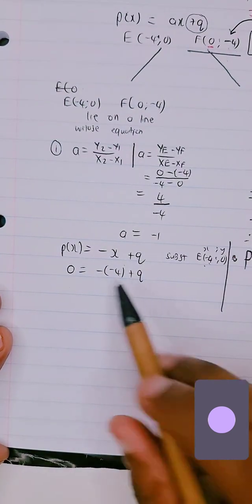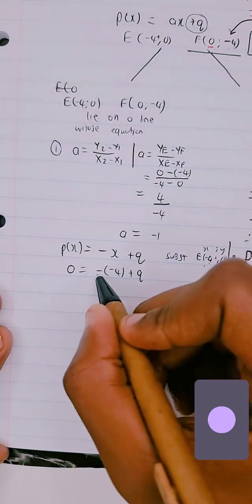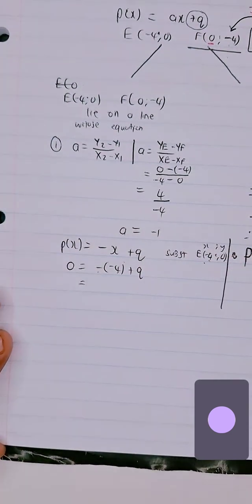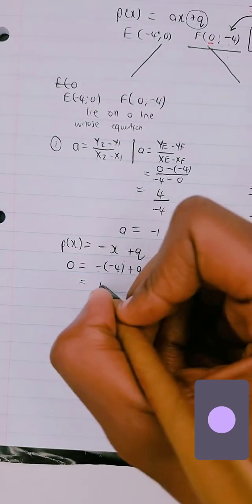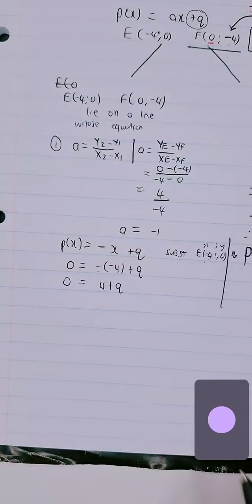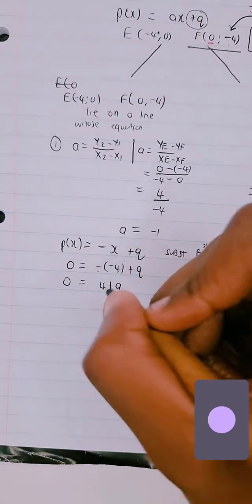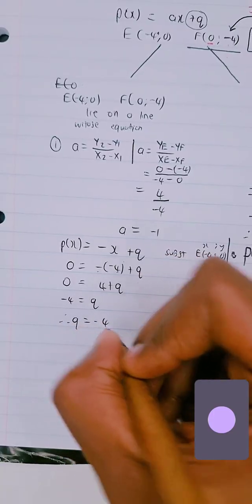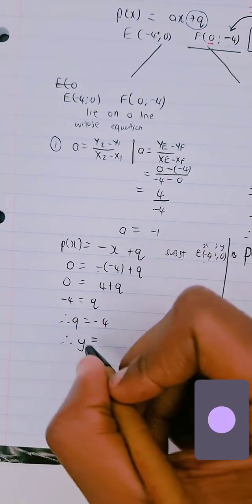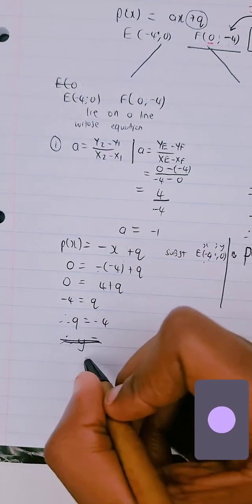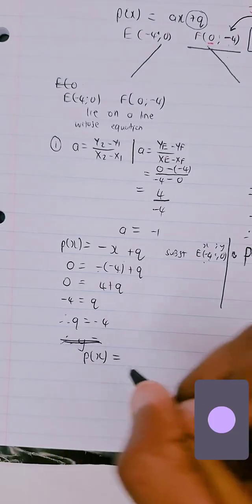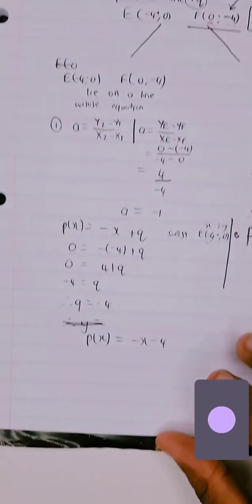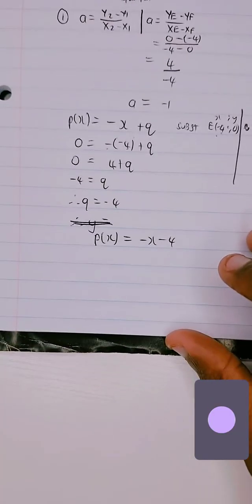Then you find the value of q in this way. Negative times a negative, so that's +4 plus q. You transpose the 4 over: -4. So therefore your q is -4. Then that gives you the power to write down your equation. Remember, we need to write down the equation as p of x is equal to -x minus 4. Make sense? Yeah, so that's the equation of p of x.